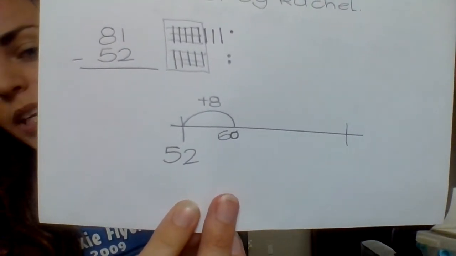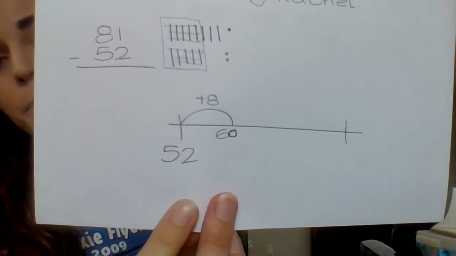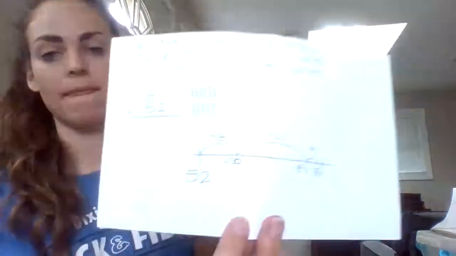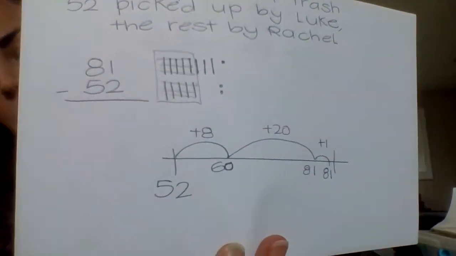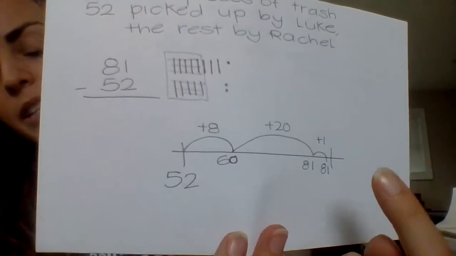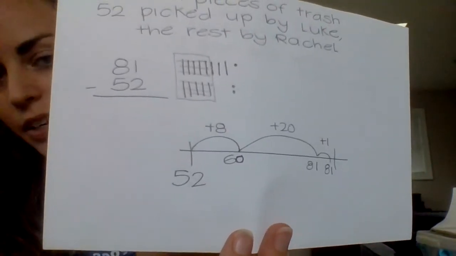And then I know that I'm trying to get up to an 81, so 60 plus 20 is 80. And then 1 more gives me the 81. And to complete this problem, I would just add the 1, the 20, and the 8 together to get the 29 result.